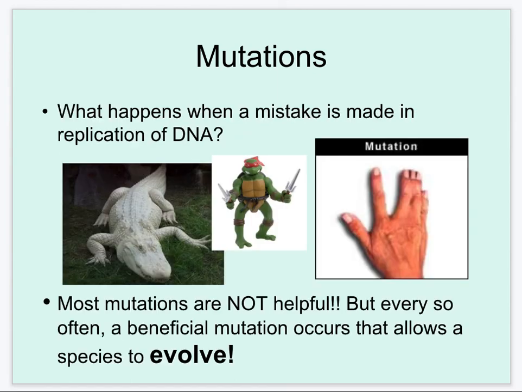So what happens when a mistake is made in the replication of DNA? You can get albinism, right? This is a picture of an albino crocodile, alligator, ninja turtle, maybe. I forget what this is called, but when your fingers are stuck together, they don't form correctly. Most mutations are not helpful, but every so often, a beneficial mutation occurs that allows a species to evolve.